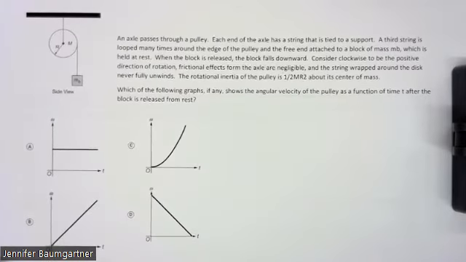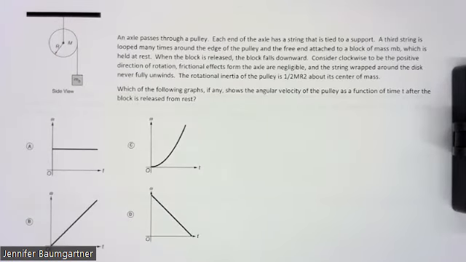An axle passes through a pulley. Each end of the axle has a string that is tied to a support. A third string is looped many times around the edge of the pulley, and the free end is attached to a block of mass MB, which is held at rest. When the block is released, the block falls downward. Consider clockwise to be the positive direction of rotation.